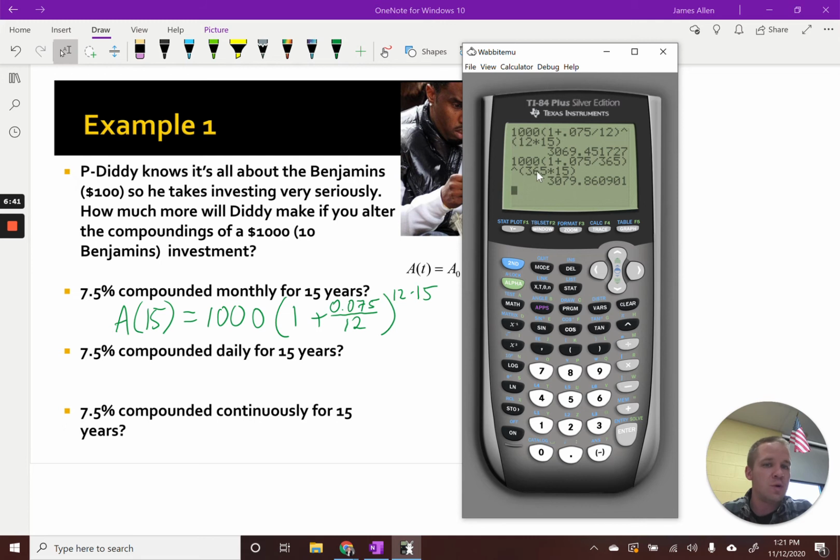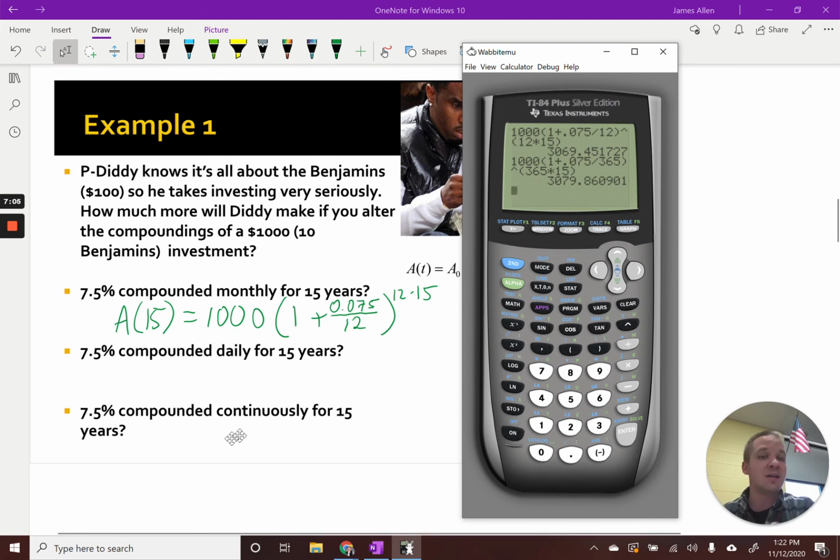So if it was annually, you wouldn't have a 365 here or here, and it would just be compounding the 0.075, the 7.5% interest once a year. But now we're doing a small interest rate, but we're doing it 365 times in a year, so that adds up to quite a bit more. Well, in this case, about $10 more. But as you can imagine, the more money, the more time, the bigger the change.